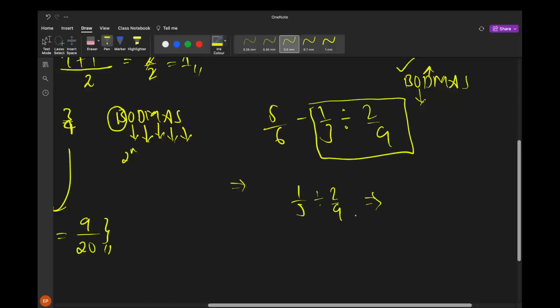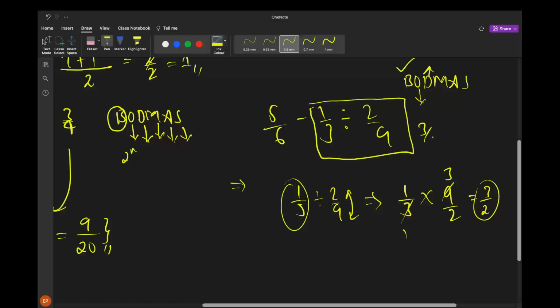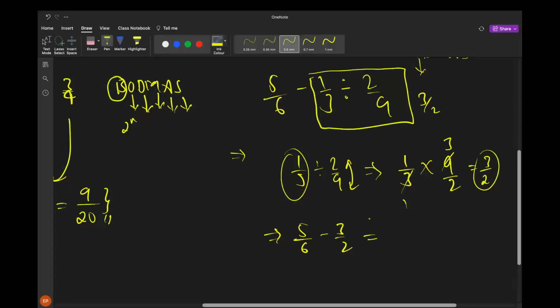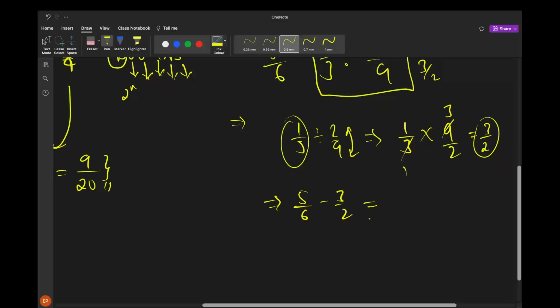As I told earlier, how to do division in fractions? First write the first part, this part, change the division to multiplication, and take the reciprocal. Reciprocal means just changing denominator to numerator, numerator to denominator. 9 by 2. 3 1s are 3, 3 3s are 9, which gives us 3 by 2. 3 1s are 3, 2 1s are 2, 3 by 2. This whole part gives us 3 by 2. So which basically gives 5 by 6 minus 3 by 2, right? Now comes the LCM, because denominators are not same. We have to make the denominator same, then only we can add or subtract.